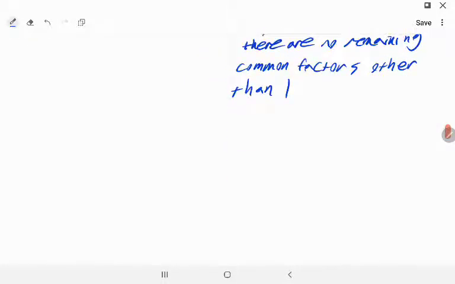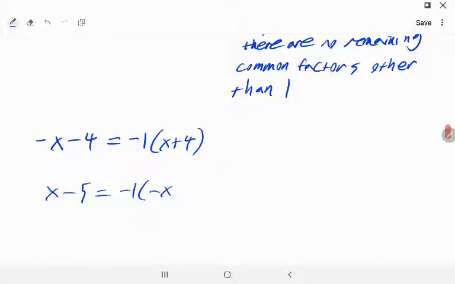Sometimes when we pull out a negative factor, if we had negative x minus 4, we want to pull out a common factor of negative 1, which leaves behind x plus 4. We're always allowed to factor out a negative 1 or a positive 1. So x minus 5, we could write as negative 1 times the quantity negative x plus 5. We don't typically pull a negative 1 out unless there's a reason to.